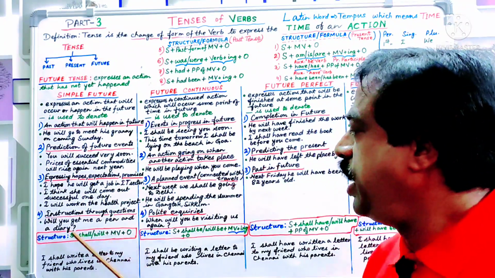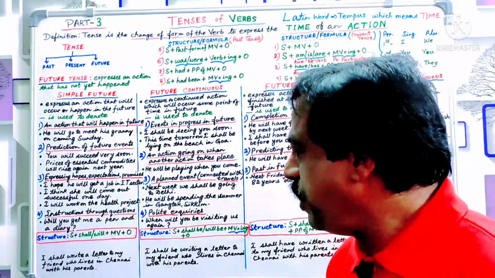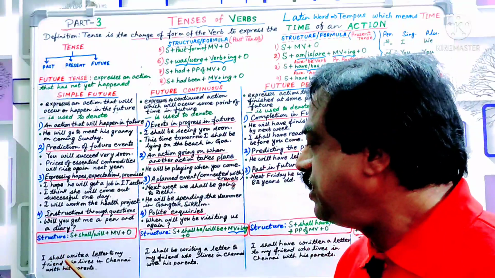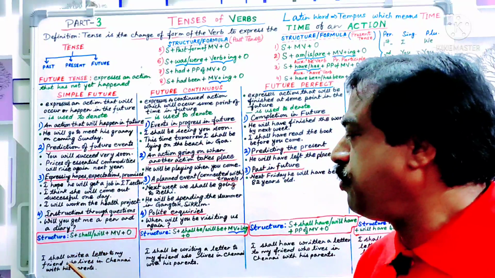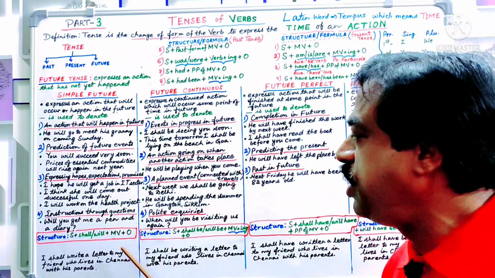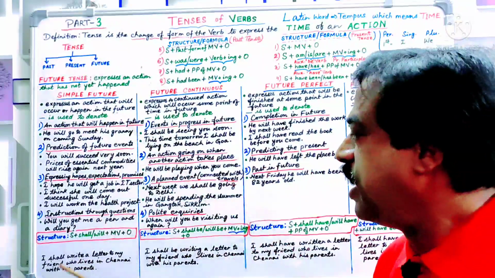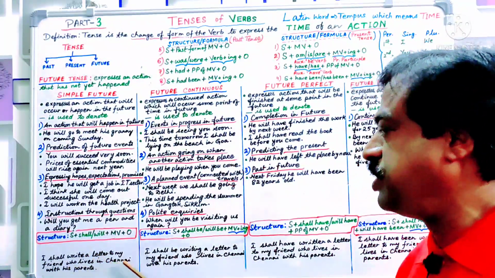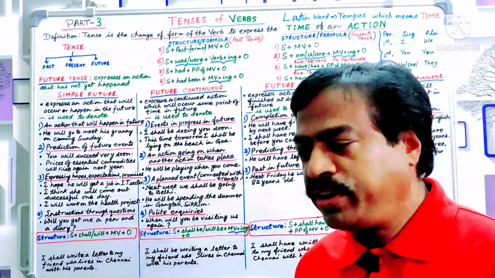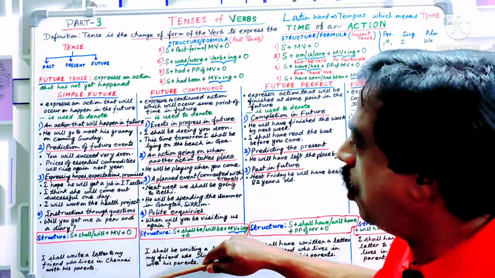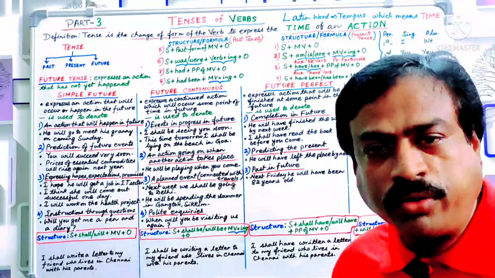You place a full stop here, it covers the object as well. And now you want to expand the sentence. I shall write a letter to my friend. I shall write a letter to my friend who lives in Chennai. It obeys all the structural pattern of simple future tense. And finally, I shall write a letter to my friend who lives in Chennai with his parents. Your big sentence is finished, but it obeys the laws of the simple future tense. So, it is all about simple future tense.